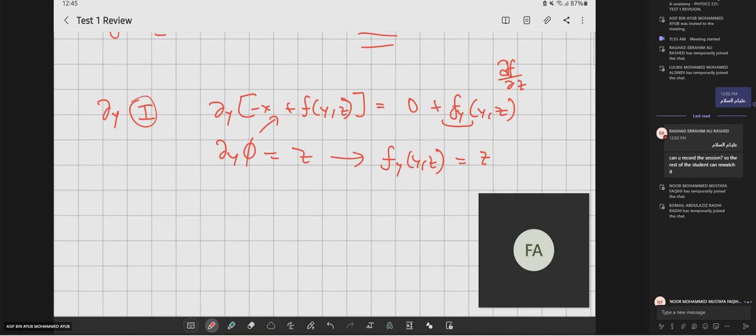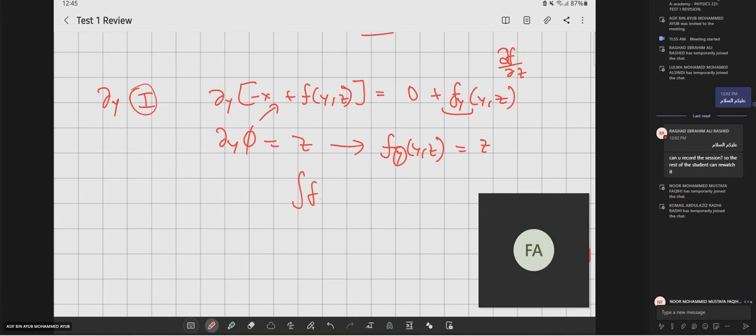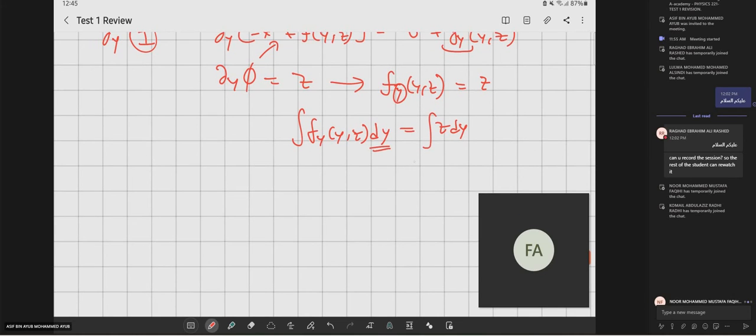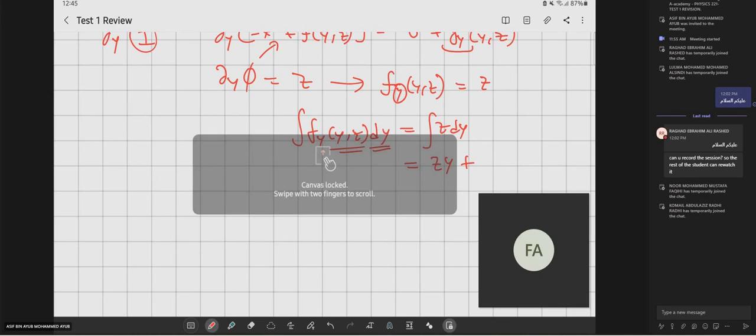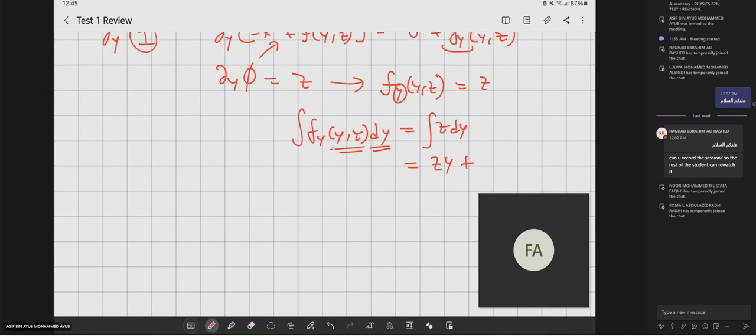Now, how do I remove this sub y? To remove this, I'll just integrate f sub y with respect to y. So I'll get integral z dy. Again, this is an integral with respect to y. So I'll have zy plus a function with respect to z. So the constant, let's call it m, will be a function of z. Okay, so now we found f of y and z. This is from the fundamental theorem of calculus.